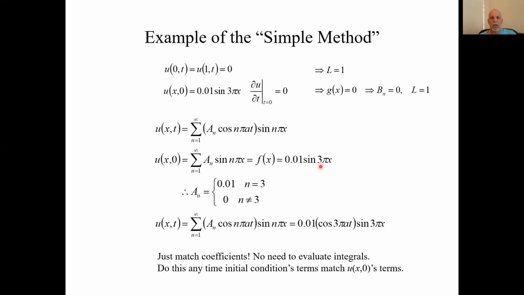Here, the n is 3. So a sub 3 equals 0.01, and for all other n, it's 0. So this infinite sum is just one term: 0.01 cosine of 3 pi a t, sine of 3 pi x. There's our solution. We didn't have to take an integral.